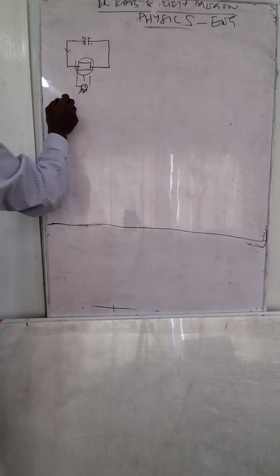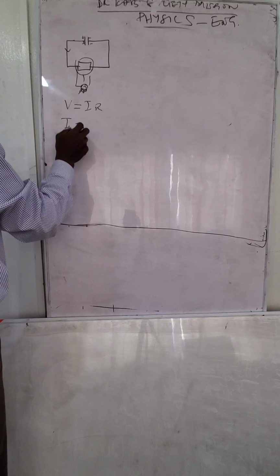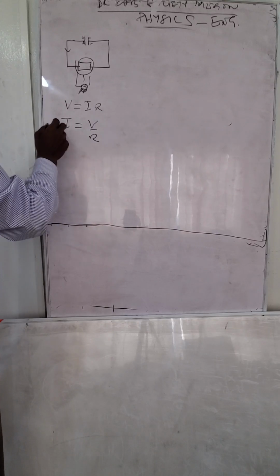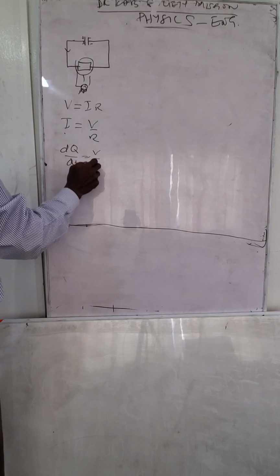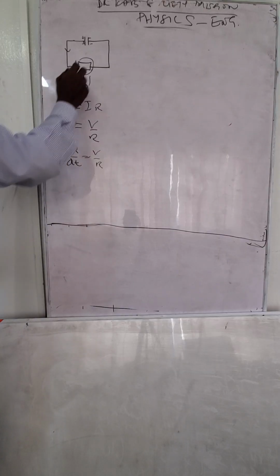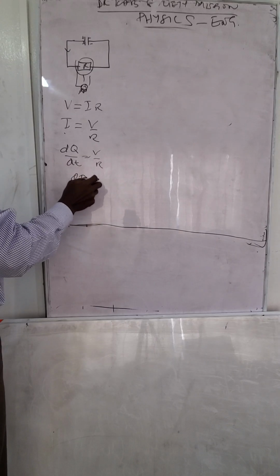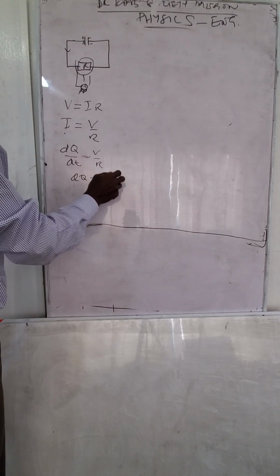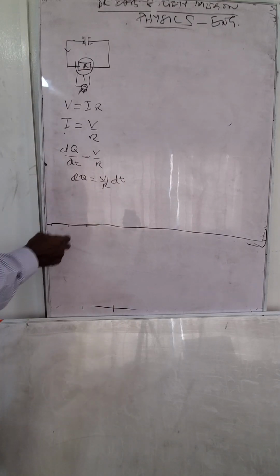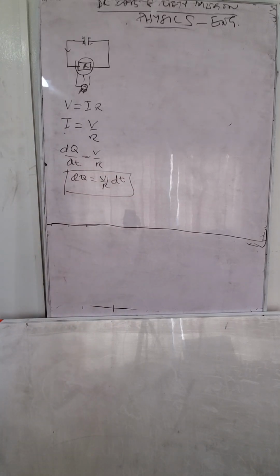Now we already have the formula V is equal to IR, so we can say I is equal to V over R. We said I is the same as dQ over dt, which is equal to V over R. In this case, this is our R. So we can have dQ is equal to V over R dt. This expression is what we want to look at, and then the other portions of the equation.